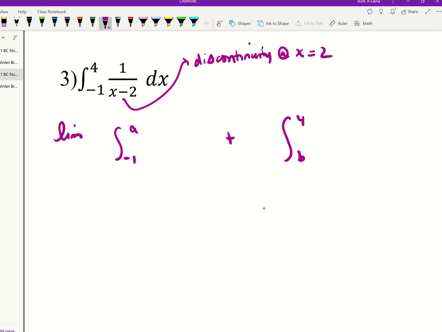This limit right here would be as x approaches 2 from the left. Since on this one, we're going to approach 2 from the left side because I'm going from -1 up to 2, and then I'm splitting it right at 2. I'm kind of jumping over what's happening at the 2, if you will. And then I'll write this as 1 over x minus 2 dx.